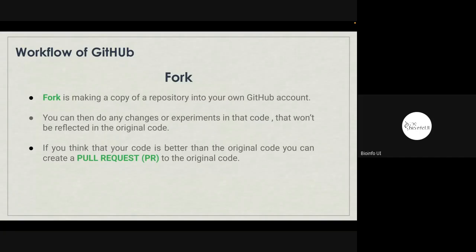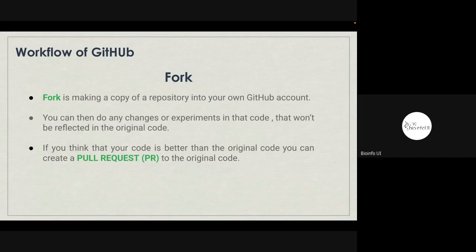Whenever you fork, any change you make to that repository won't reflect on the owner's. You're just making a copy of what they have into your own GitHub account. Then you can make any changes you want and experiment with whatever code they have.